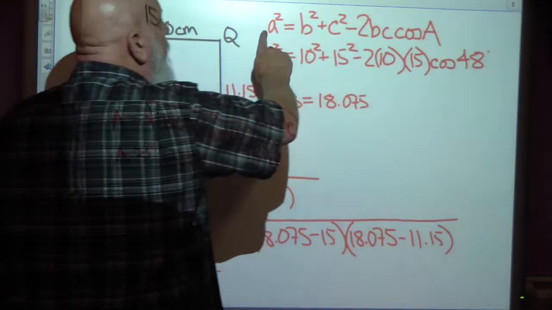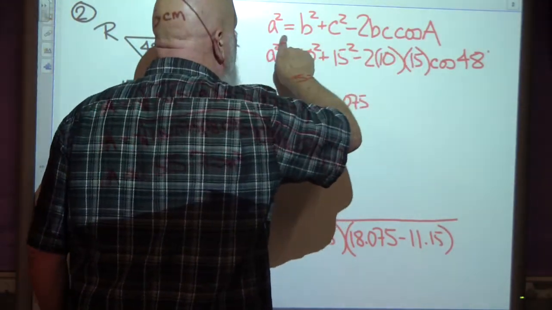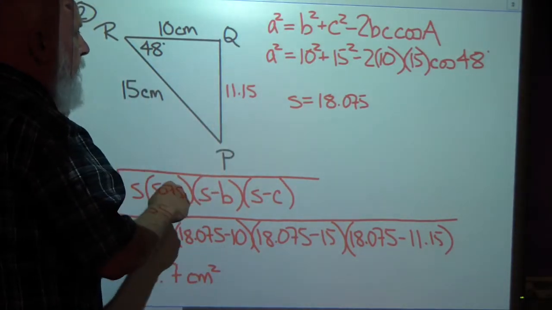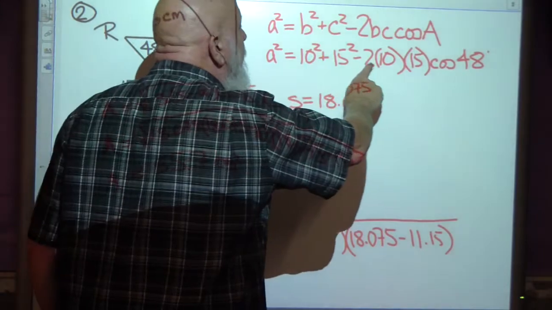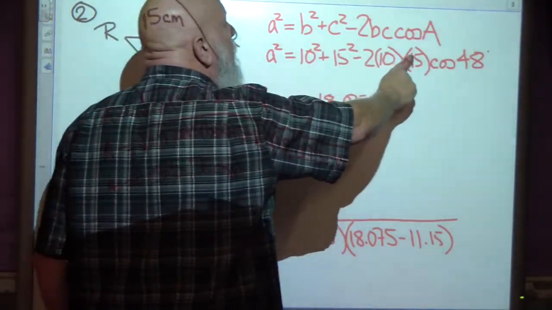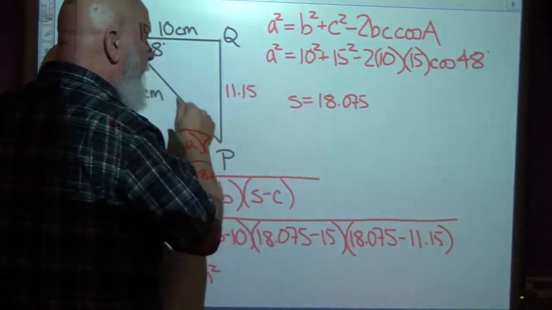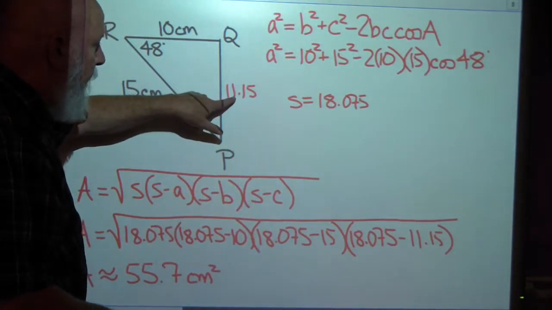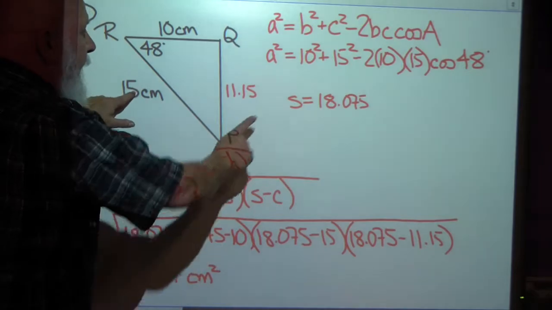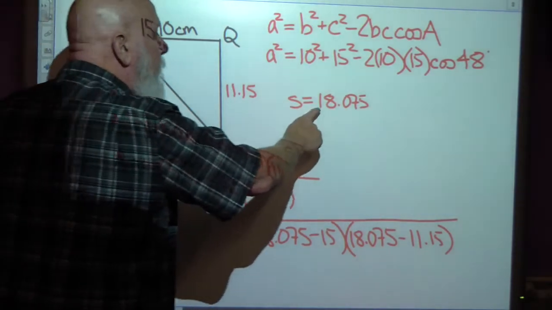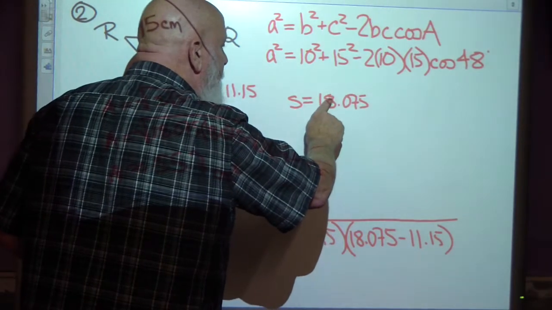And if you use the law of cosines, here's just the general form. And you could write it as P, Q, and R if that makes you more comfortable. We plugged in our sides and our angle right here, excuse me. And then we found the length of this side. That enables us to find S. We add these three together and divide by 2. It's half the perimeter. That's S.